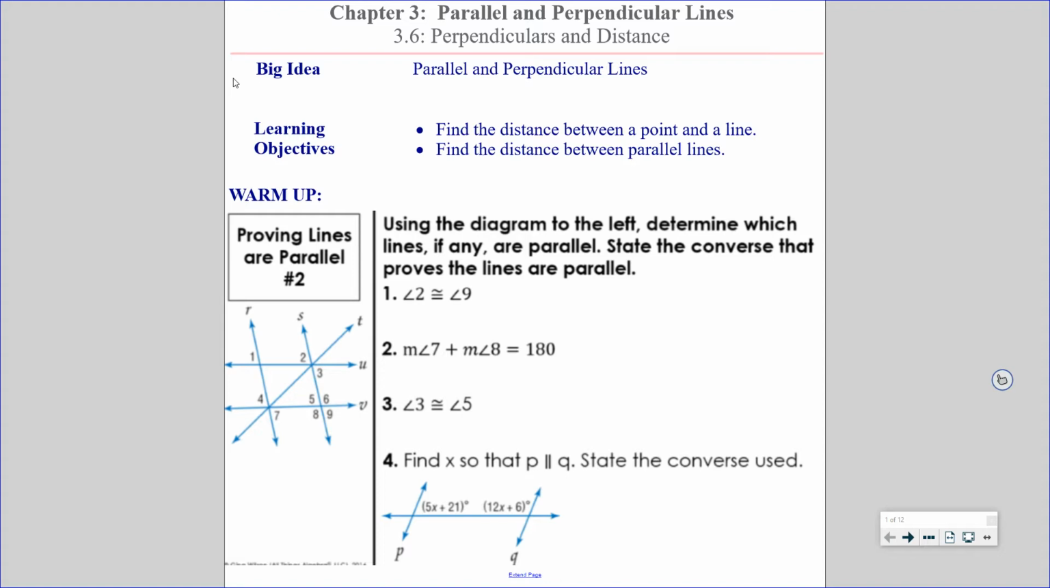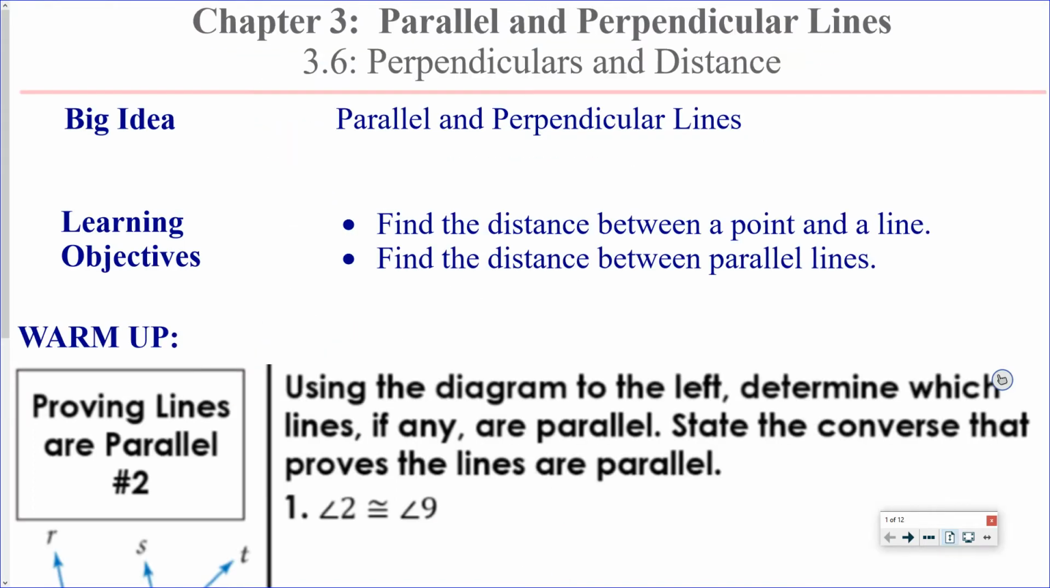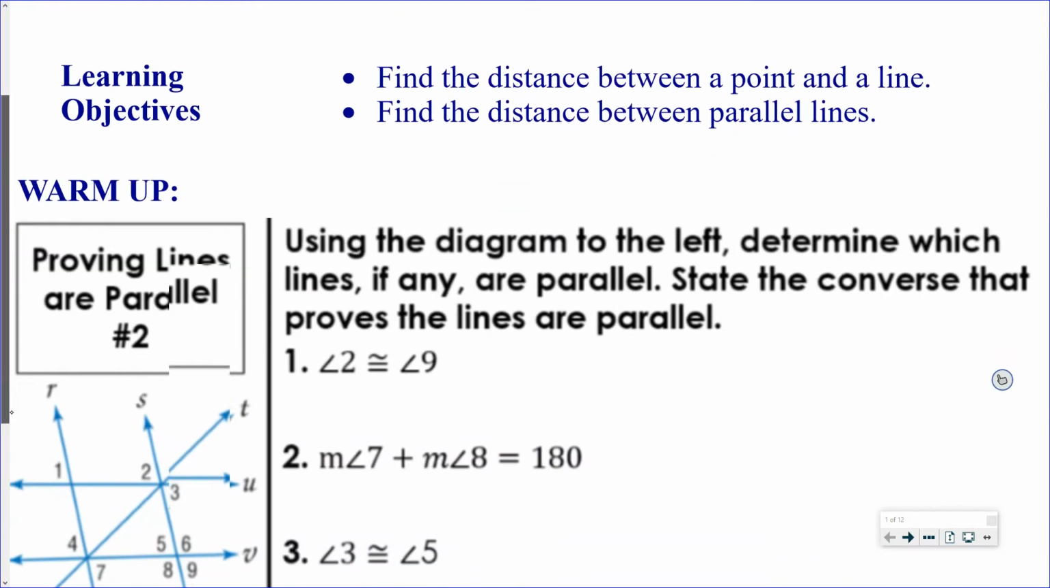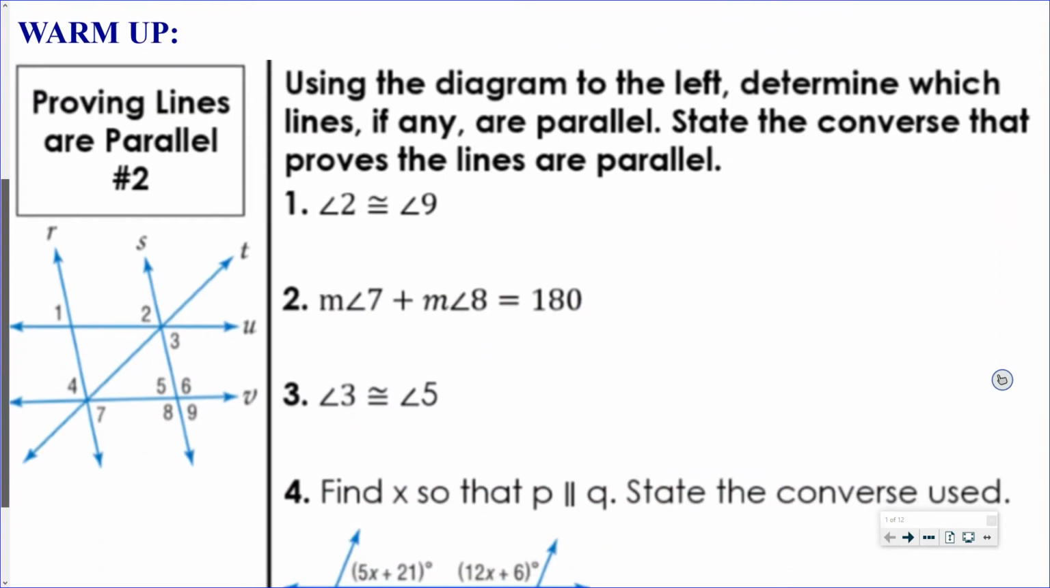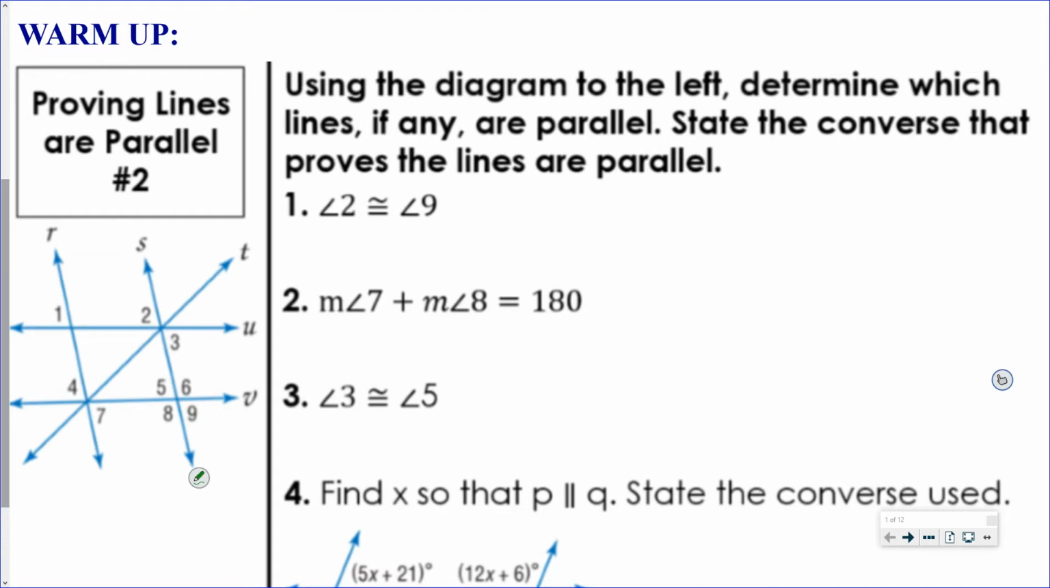All right. Students, we're just working on these warm-up problems, so I'm going to go over them quick as a review from 3.5. Okay, they want us to use this diagram to the left. Determine which lines, if any, are parallel. State the converse that proves the lines would be parallel. Okay, number 1 says we know angle 2 is congruent to angle 9. All right, the line that makes up both of those angles is S. That's the transversal.